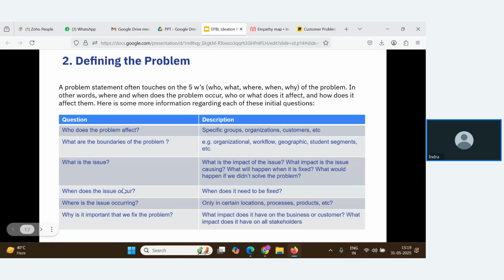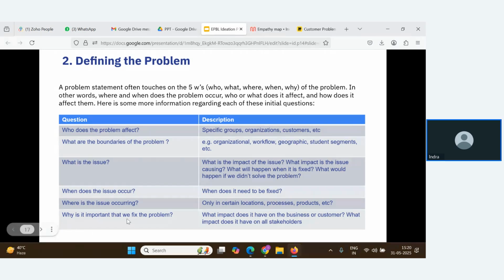Then, when does this issue happen? Basically, this means that we look at the timing factor. Does this problem happen all the time or only during certain times, like exam season or during online classes, etc.? And where is this issue occurring? This means where is the problem happening? Does it happen in some exact place, like a physical space such as a lab, or in a process like the admission process or some gating factor, etc.?